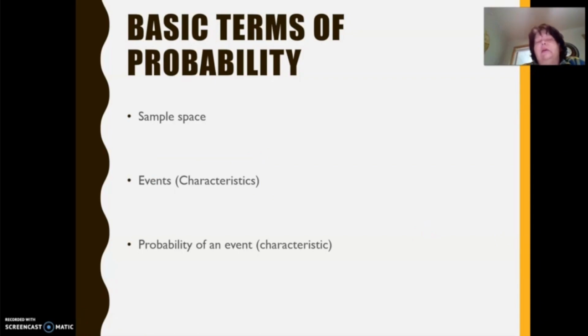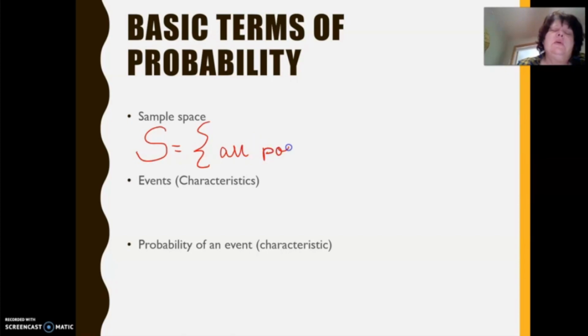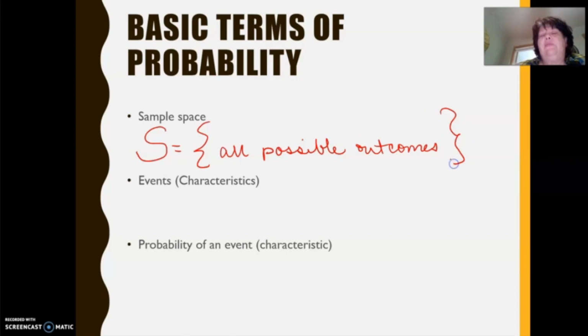So we'll start with the basic terms. You probably know some of these already. Sample space, S, is the set of all possible outcomes. So if you're rolling a die, for example, you could have 1, 2, 3, 4, 5, 6 would be your S if you're rolling a die.